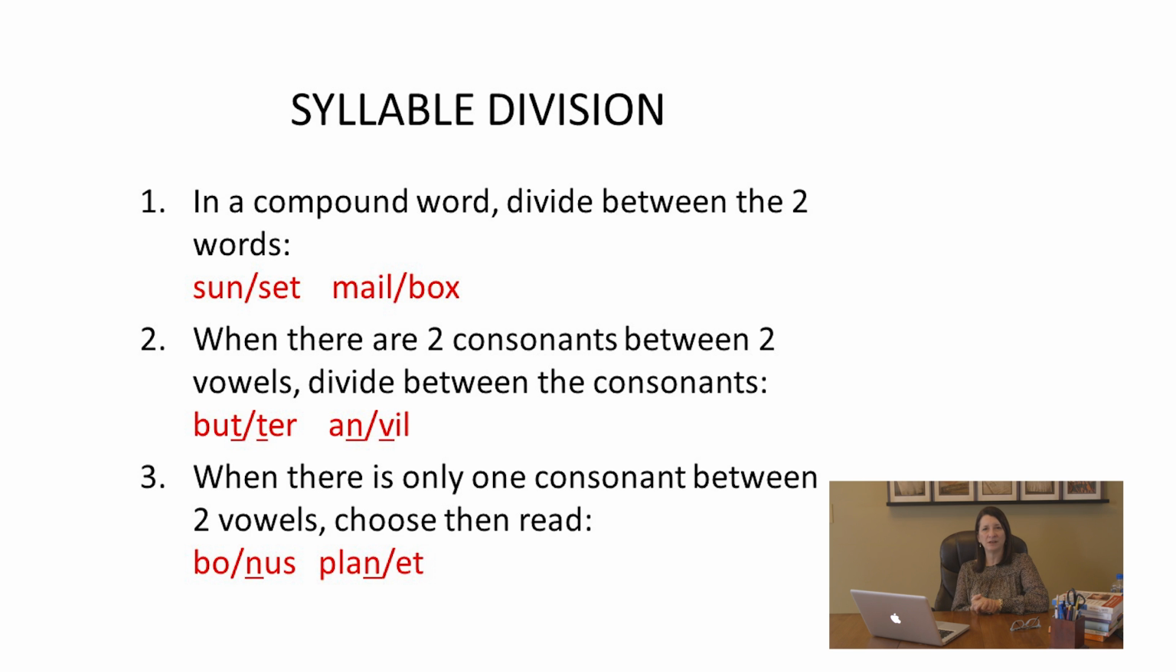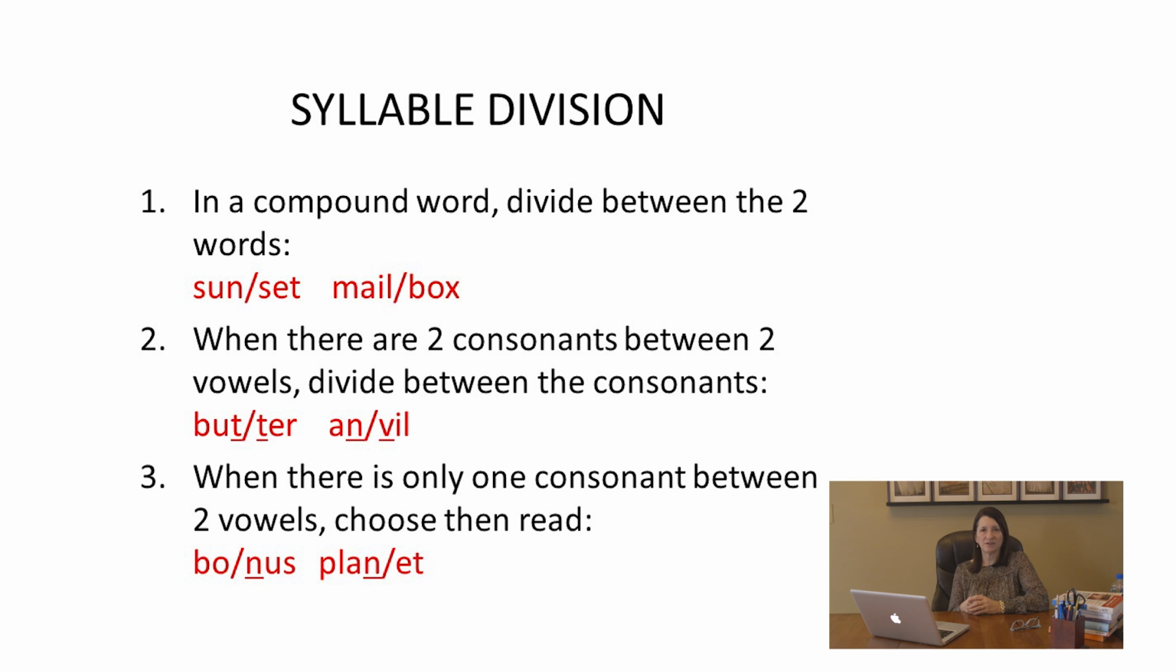All right, rule 3. It's the only one that really requires us to stop and think for a second, I think. Bonus and planet. Here we have just one consonant in between 2 vowels, so where do we divide? There's nothing to divide between. Well, we have to just say to kids, all right, now we got to be flexible.